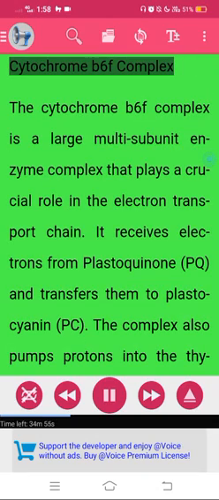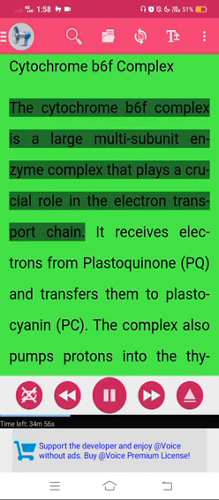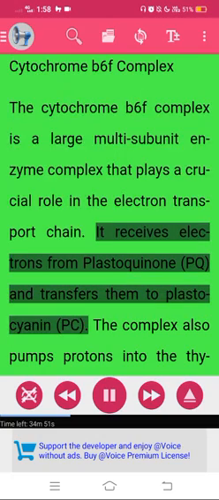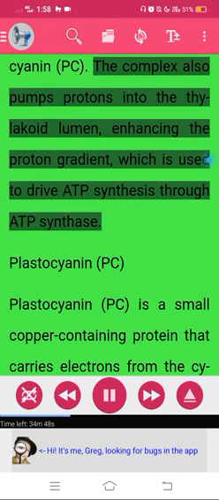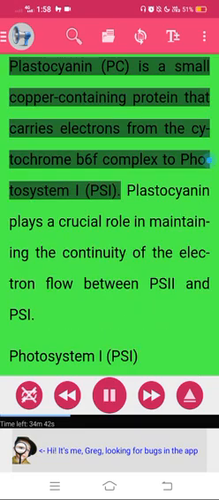Cytochrome b6f complex. The cytochrome b6f complex is a large multi-subunit enzyme complex that plays a crucial role in the electron transport chain. It receives electrons from plastoquinone and transfers them to plastocyanin, PC. The complex also pumps protons into the thylakoid lumen, enhancing the proton gradient, which is used to drive ATP synthesis through ATP synthase.